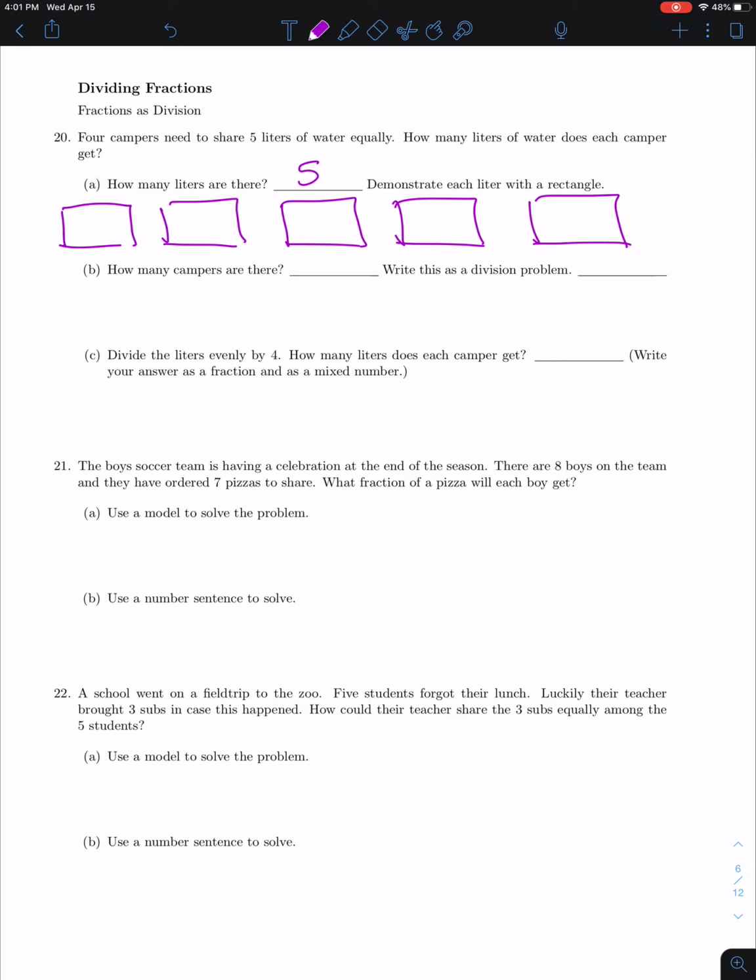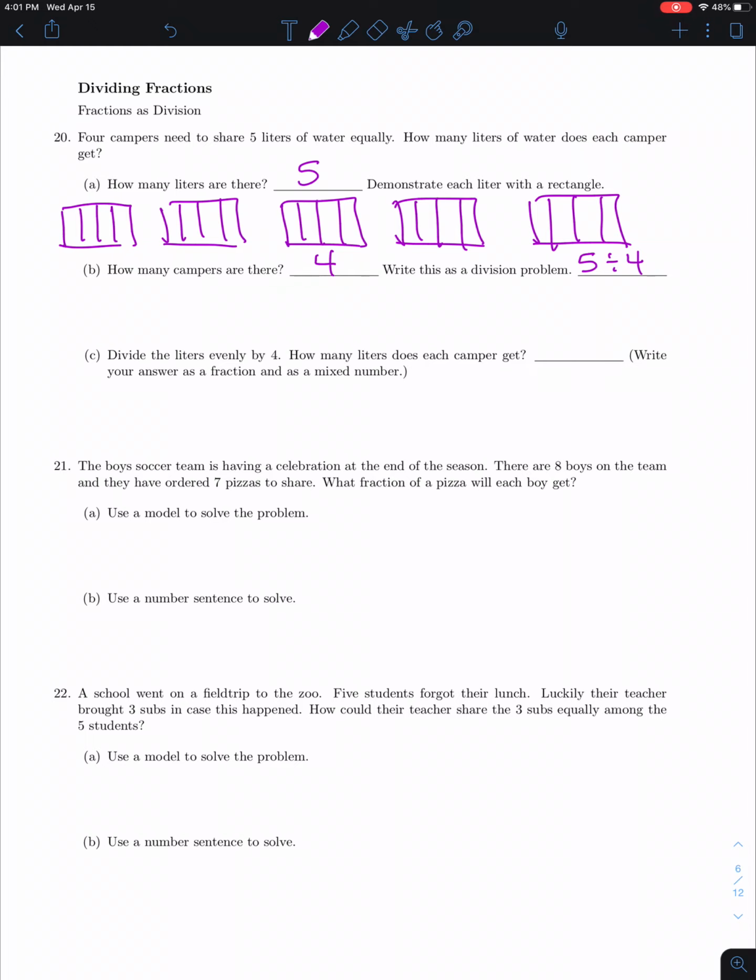And in this case, how many campers are there? There are 4. So as a division problem, we're taking 5 liters and trying to divide them amongst 4 people. So we're looking at 5 divided by 4. Since we've got 4 people involved, we want to divide each of these liters into chunks of 4. So in this case, again, we're going to need 3 lines. 1, 2, 3.